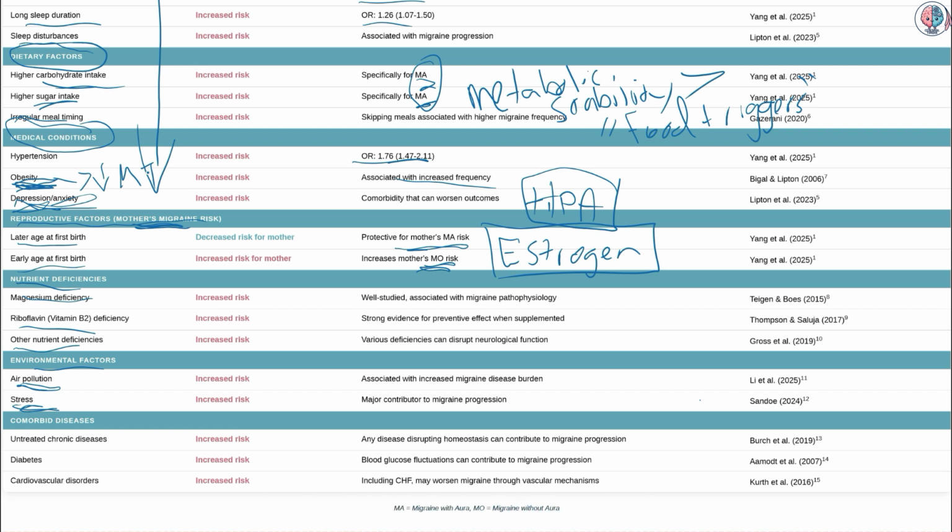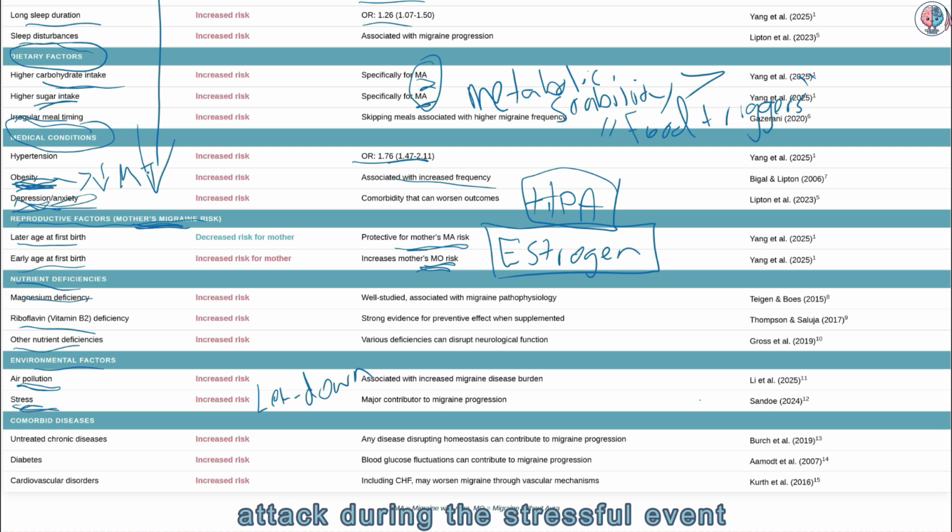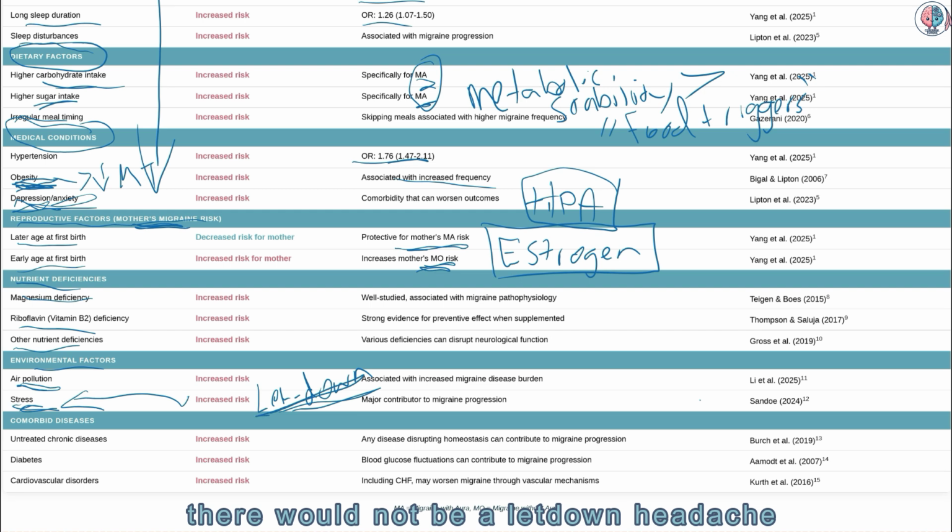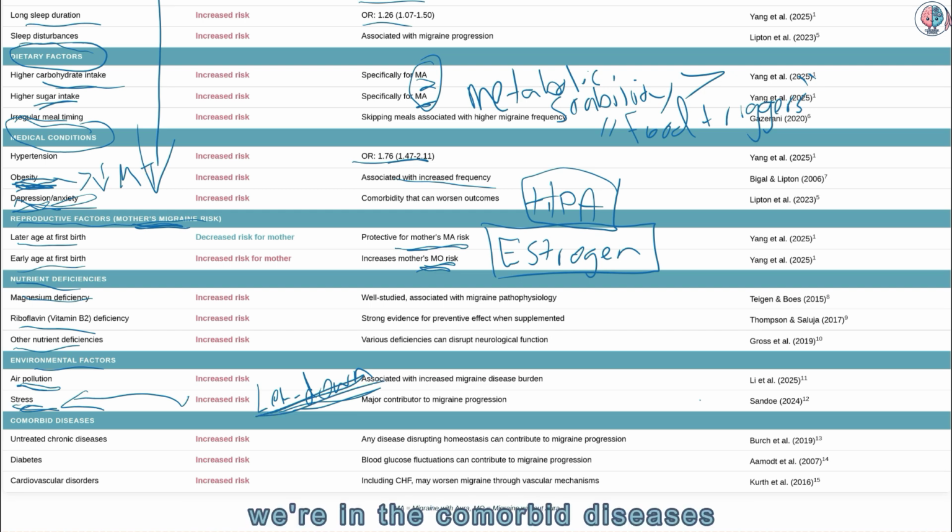And what's interesting is that many patients also experience what we call letdown headaches. So let me just write this here, a letdown headache. This occurs actually after stress has been resolved. So there might not be a migraine attack during the stressful event, but it might occur after the stressful event. After the stress resolves, so if it appears on weekends, for example, or the beginning of vacations, that's because cortisol levels suddenly drop. However, it still is due to stress, because if the stress was not there, there would not be a letdown headache.